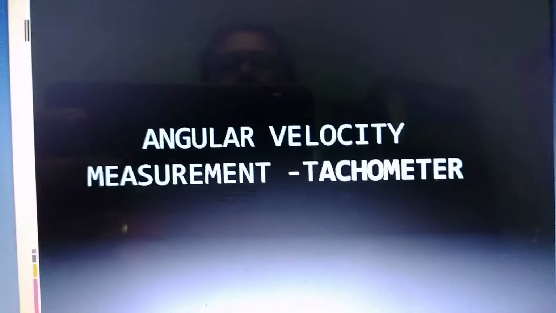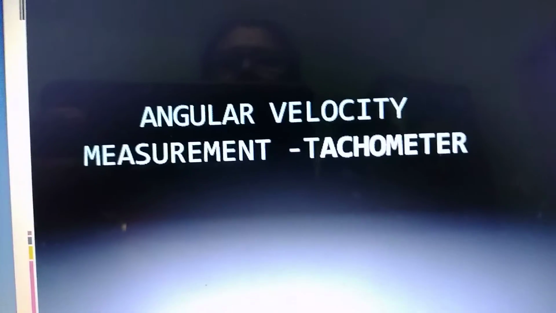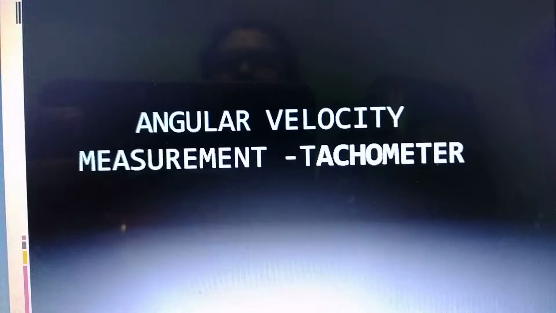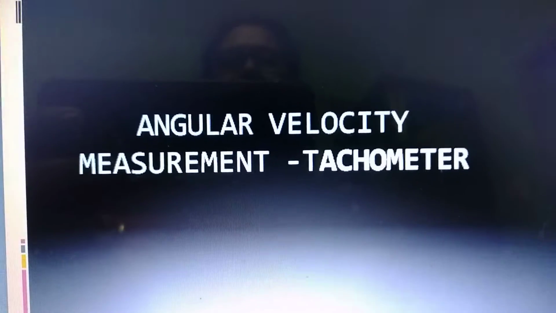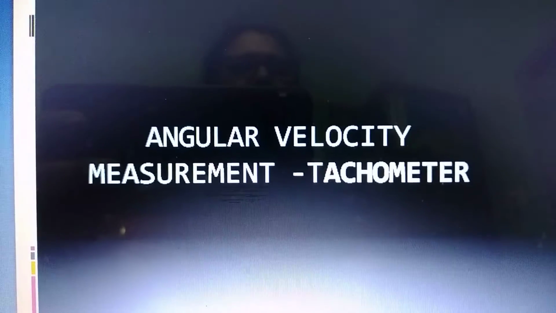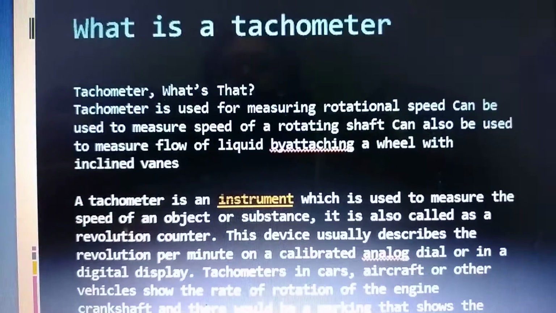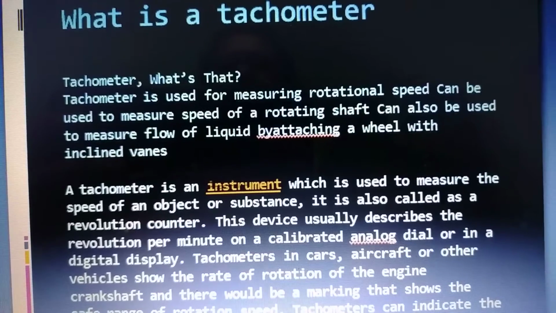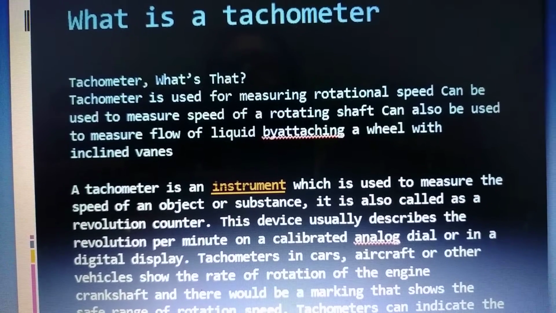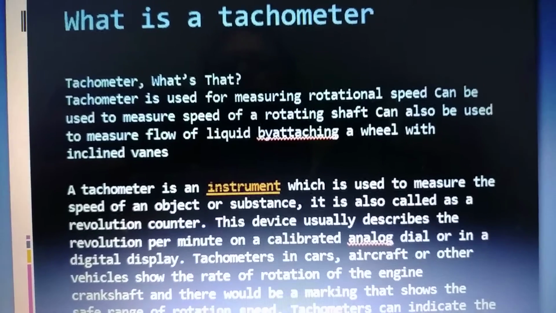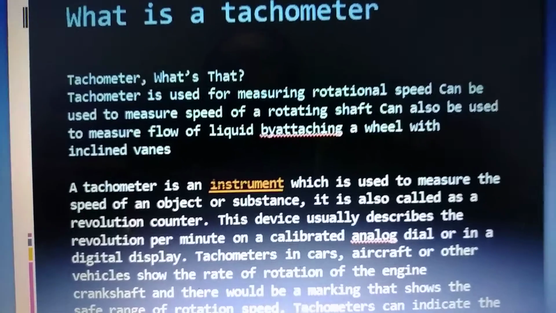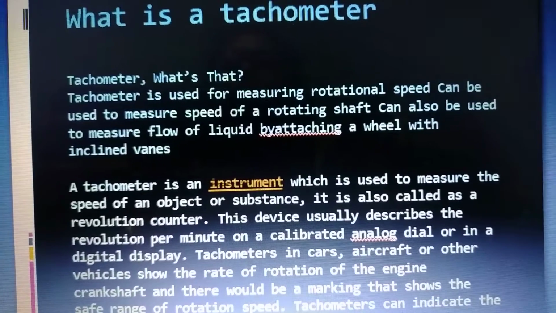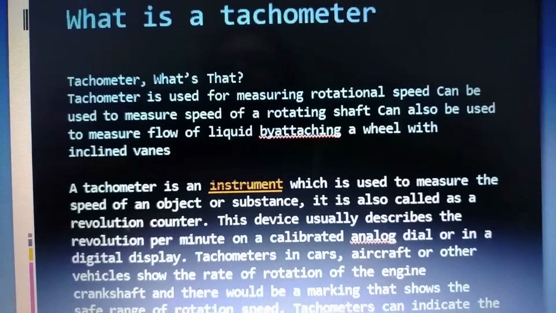Good morning. Today I am going to discuss angular velocity measurements. For measuring angular velocities we use tachometers. What is a tachometer? A tachometer is used for measuring rotational speeds. It can be used to measure the speed of a rotating shaft, and can also be used to measure the flow of liquid by attaching a wheel with inclined vanes.